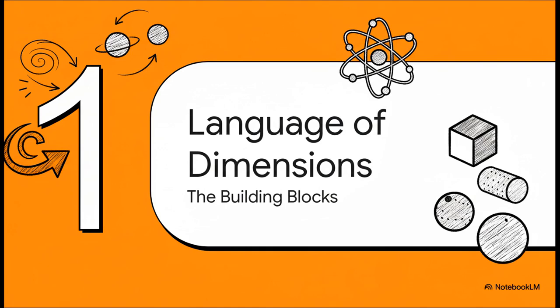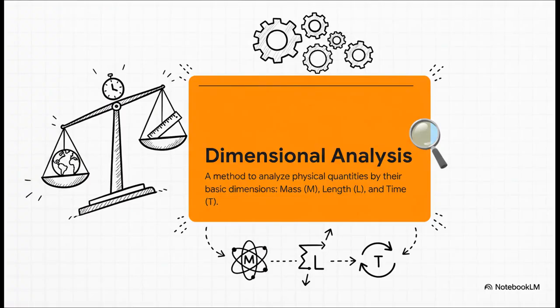To really get this language, we first need to learn its alphabet. And you might be surprised to find out that pretty much every physical thing we can measure, from the speed of a car to the force of gravity, is built from just a few core ingredients. The three big ones, the core dimensions for most of what we do, are mass, which we'll represent with a capital M, length with a capital L, and time with a capital T. That's it. These are our fundamental building blocks. Pretty much everything else is just some combination of these three.